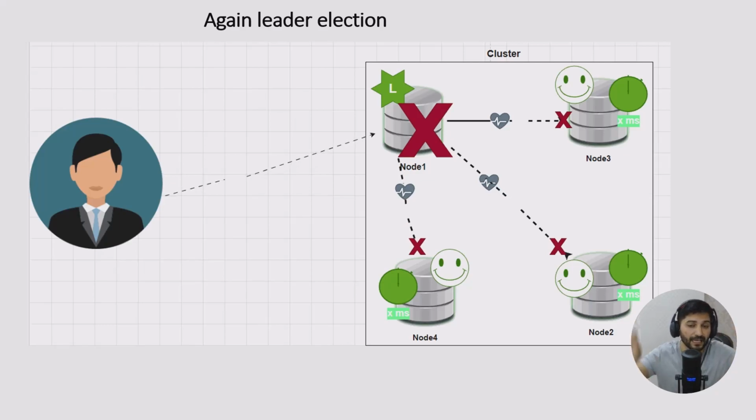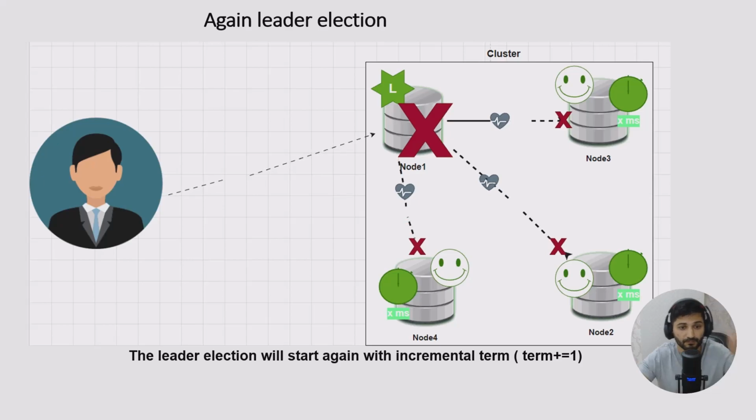You again have timers for followers, and if the timer in one of the followers ends first, that follower node is going to be a candidate. The candidate will send a leader request to the followers. Followers will respond, and the candidate node is going to be our next leader. The leader election will start again with an incremental term.